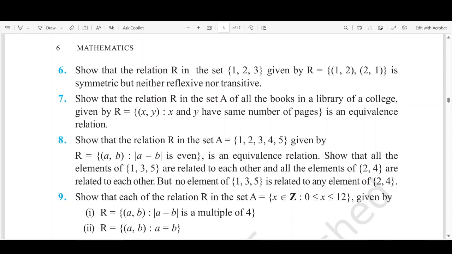Problem number 7. Show that the relation R in the set A of all the books in the library of a college given by R equal to the set of all ordered pairs (x, y) such that x and y have the same number of pages is an equivalence relation. So the set we have to consider consists of all the books in the library of a college, and the relation is defined such that for every ordered pair (x, y), x and y denote books in the library and they should have the same number of pages. Then only we can say x and y are related. And we have to prove that R is an equivalence relation.